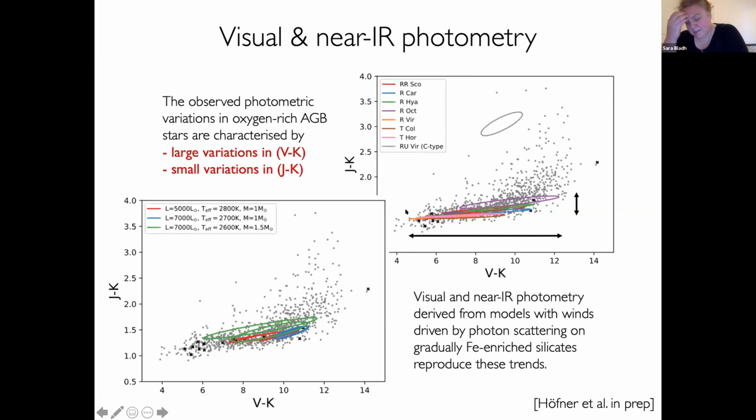This was a very strong indication that we were correct in thinking it could be driven by photon scattering, because if this is caused by molecular changes, and you have a transparent material, you can actually see these changes. And the new models, the ones with gradual enrichment, also reproduce this trend, with wide variation in V minus K and small variation in J minus K.